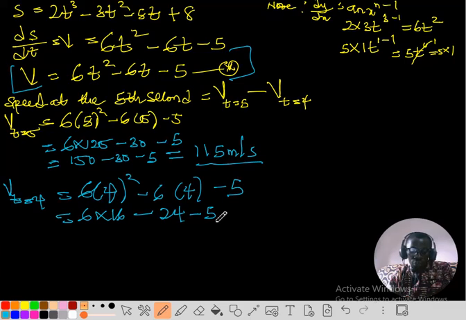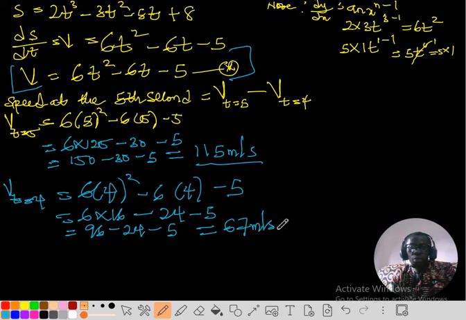6 times 16 will give you 96. 96 minus 24 minus 5. So I'm going to have 96 minus 24 minus 5, and that will give 67. So the velocity, which is the speed at t equals 4, is 67 meters per second.